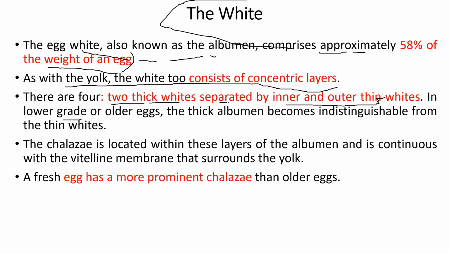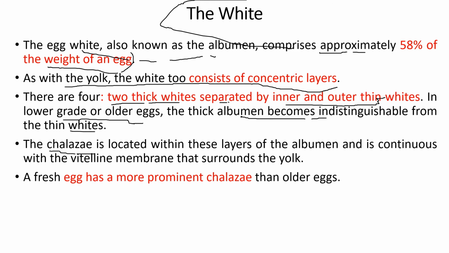And in the lower grades or older eggs, the thick albumin becomes indistinguishable from the thin white. So this is not very noticeable when the egg ages or when the egg is kept for a long period of time. So that all becomes one, and we cannot demarcate between the others.